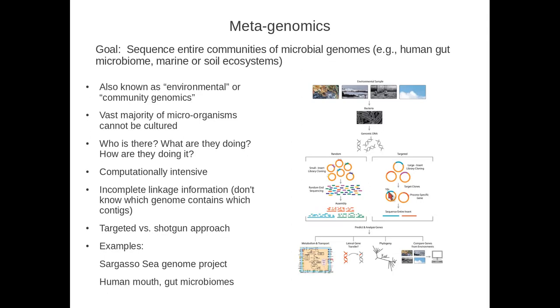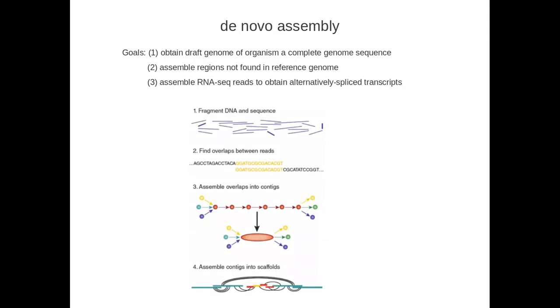The Sargasso Sea Genome Project and the human mouth and gut microbiomes are all very heavily studied examples. So finally, today, I think I've already mentioned this a little bit, but de novo assembly falls into that category of broad stroke categories, where we're trying to use typically paired end sequencing to assemble or infer the structure of the genome.